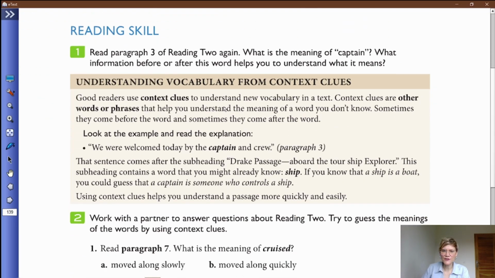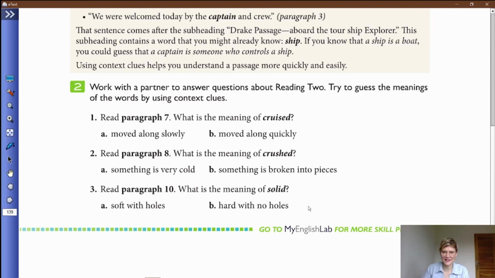Good readers use context clues to understand new vocab in a text. Context clues are other words or phrases that help you understand the meaning of a word that you don't know. Sometimes they come before the word and sometimes they come after the word. So it's smart to always look at the text before the particular word and after the word. We were welcomed today by the captain and crew. The sentence comes after the subheading Drake Passage aboard the tour ship Explorer. This subheading contains a word that you might already know, ship. If you know that a ship is a boat, you could guess that a captain is someone who controls a ship, right? By looking at the information within the context.